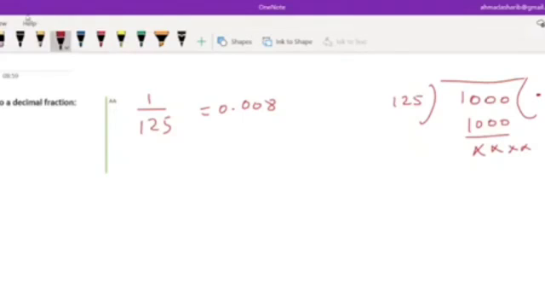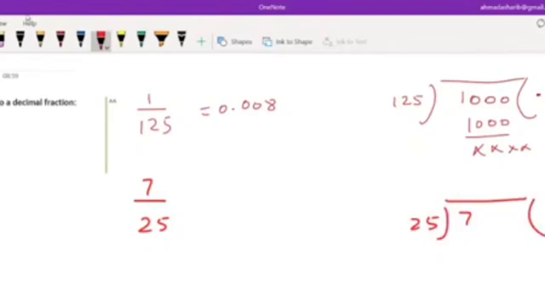So next question is 7 upon 25. Now divide 7 by 25. So write a decimal and increase 1 0. Now 25 2s are 50. 20 is your remainder. Now you can increase one more zero. 200. 25 8s are 200. So what is the answer? The answer is 0.28.